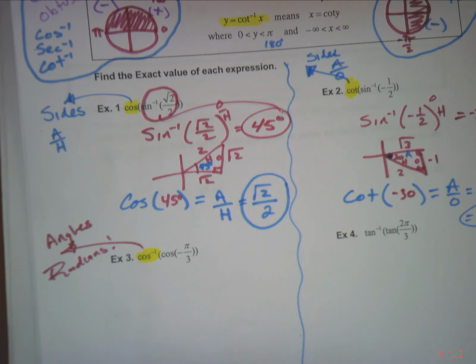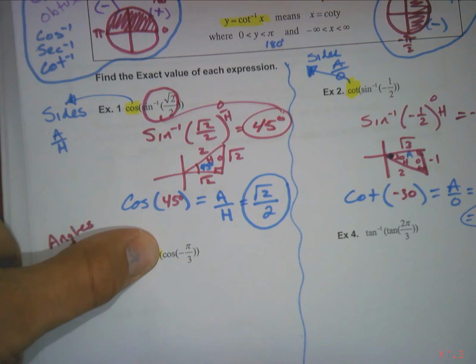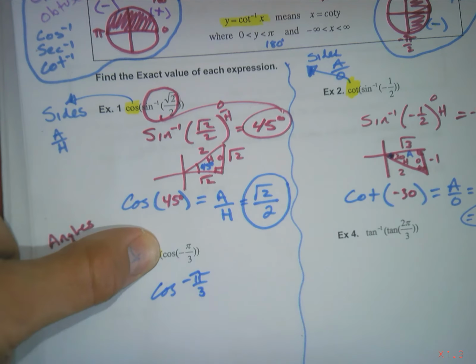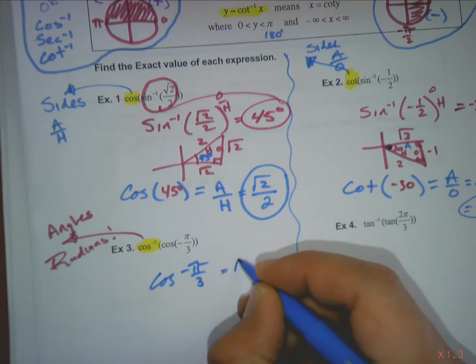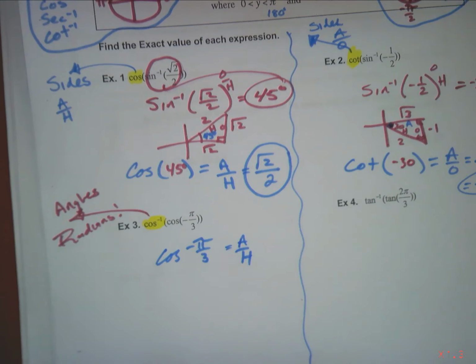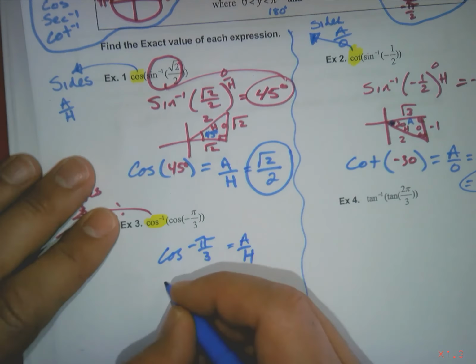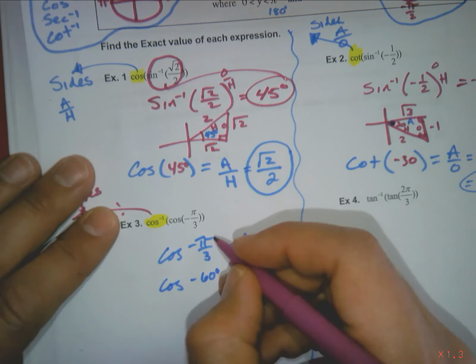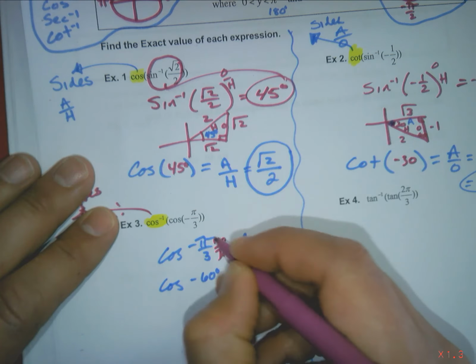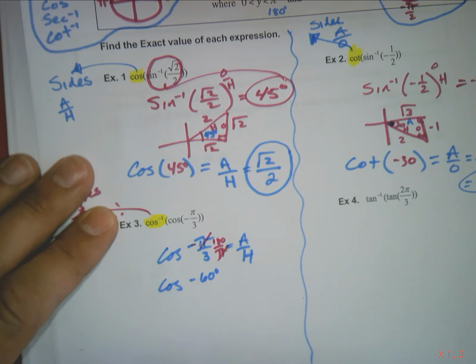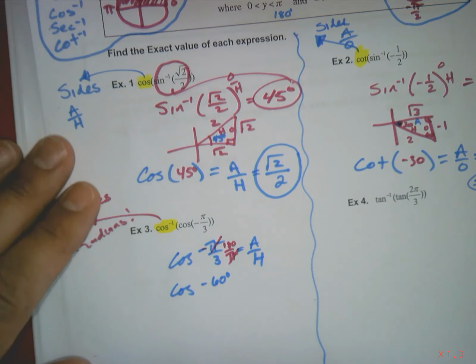Okay? So I'm going to cover this guy up, and I'm going to figure out what is the cosine of -π/3. I'm trying to figure out what is A over H of that angle. Okay? Well, again, -π/3 is -60 degrees. If you need to, multiply by 180 over pi. The pi's cancel. 180 over 3 reduces to -60 degrees. There's a negative in front. So I'm going to go ahead and draw that guy.